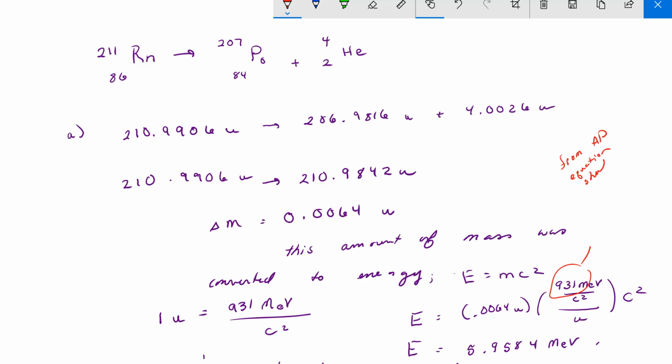This number, 931 mega electron volts per c squared, is from the AP Physics 2 equation sheet. Alas, I got the problem from my WebAssign account, and the particular book that I'm using it from uses 931.5 mega electron volts per c squared. So even though that's not the AP equation sheet number, I'm going to use the one from the WebAssign, so my numbers all agree, so I can double check my work too. So the actual energy released using that number is 5.9616 MeV. So that was the easy part.